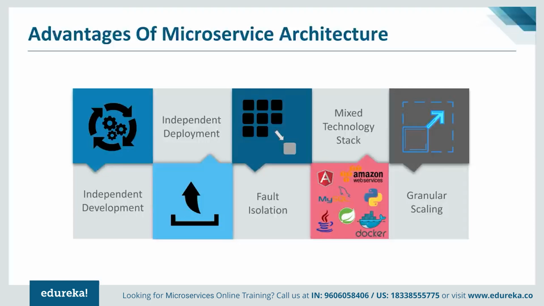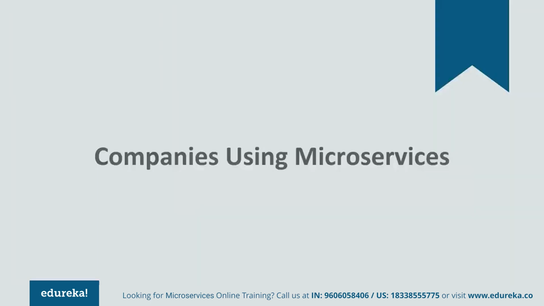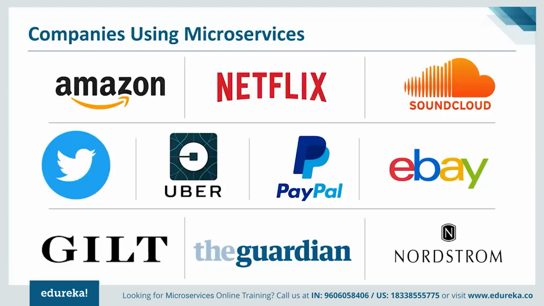Unlike my monolithic architecture, where I have to deploy multiple instances in order to scale, here I can only scale a particular service. If I have to increase the cart service, then I can just scale up the cart service instead of scaling up the entire application. So let's move forward. There are a lot of companies which are using microservices. We have Amazon, Netflix, SoundCloud, Twitter, Uber, PayPal, a lot of companies, right? And why does this happen? Because large applications become easier to manage when they're broken down into smaller composable pieces. So without any further delay, let's begin with our hands-on.